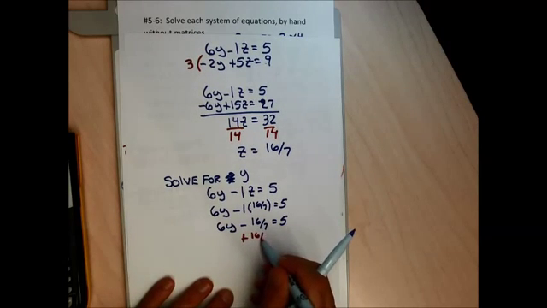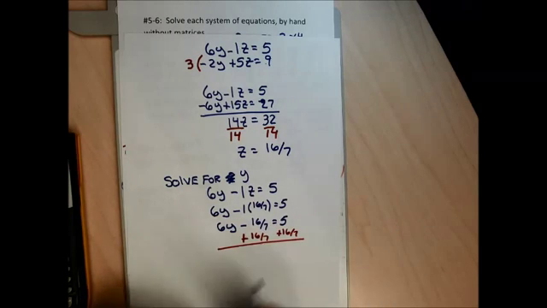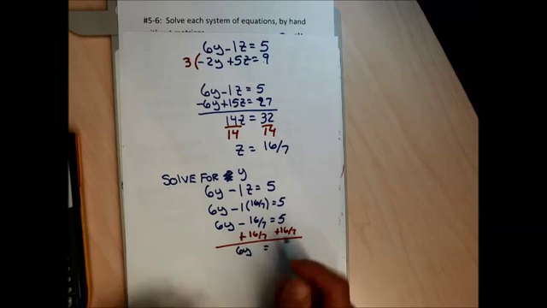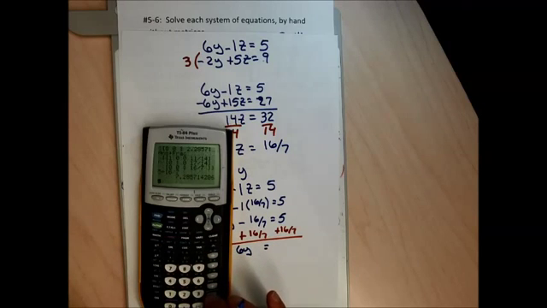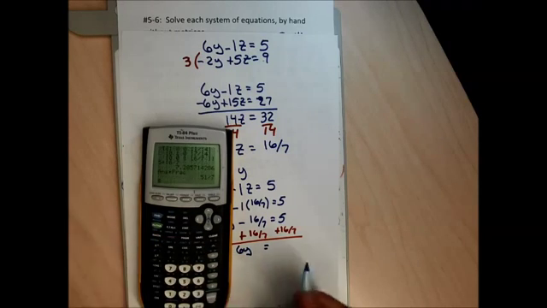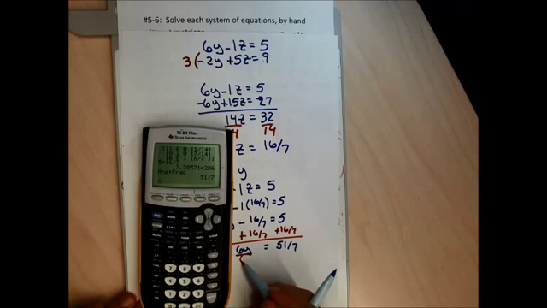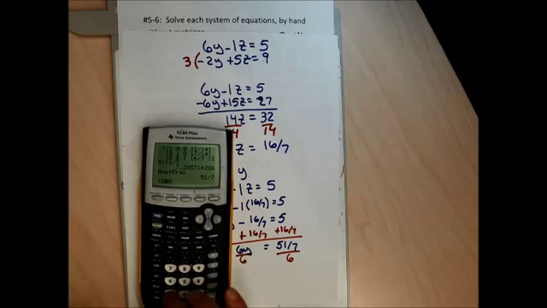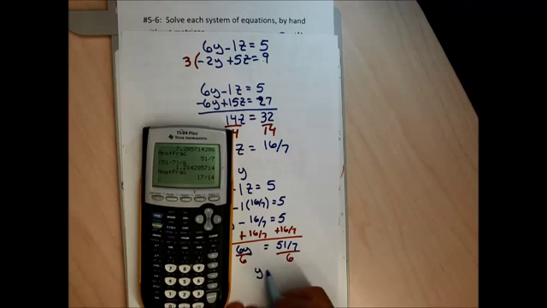I'm going to add 16 over 7 to both sides. On the left side, the 16 over 7s are going to cancel. I'm going to be left with a 6y. And for the right side, I'm going to go 5 plus 16 divided by 7, and then math, enter, enter. That's 51 over 7. Now I need to divide both sides by 6, or I can multiply by 1/6. But I'm going to divide by 6, and I'm going to go 51 divided by 7 divided by 6, and then math, enter, enter. This gives me y equals 17 over 14.